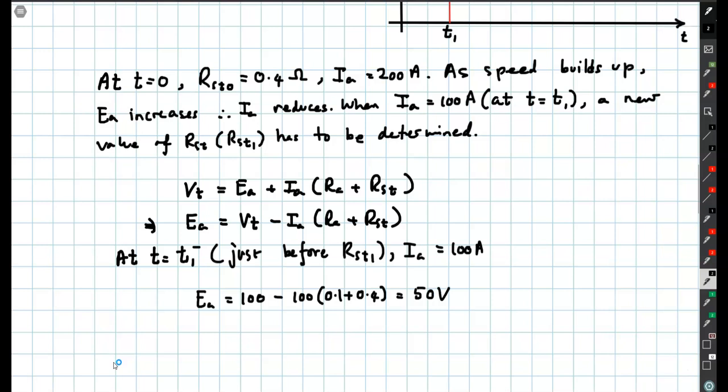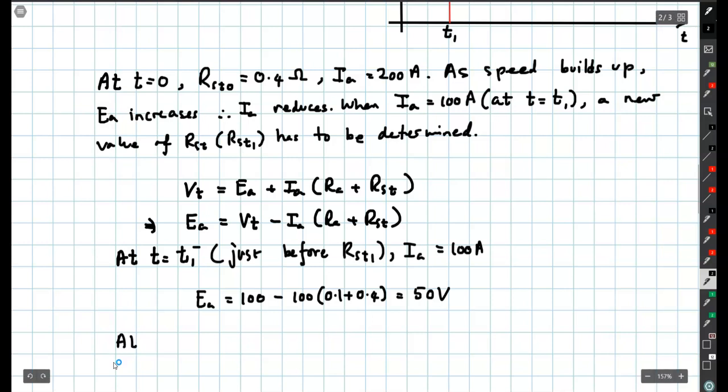Just before the wiper is changed to a new position, the value of the starter resistance is 0.4, and 0.1 is the resistance of the armature winding. So from there we can obtain the value of the back EMF just before RST1, which is 50 volts.